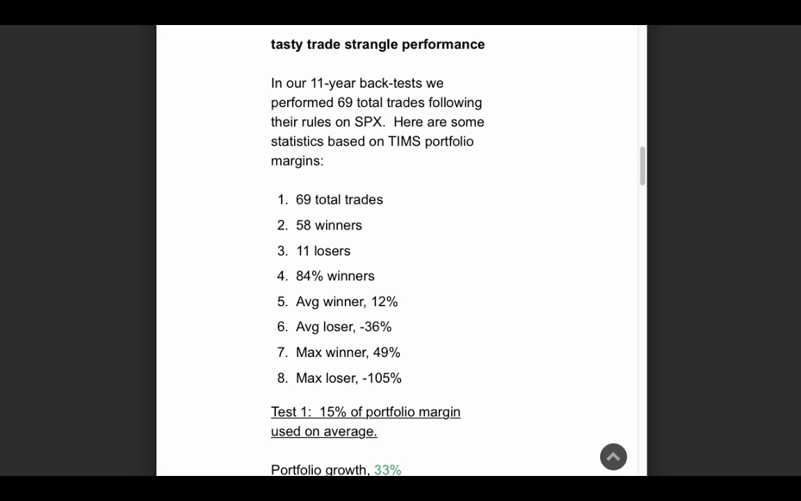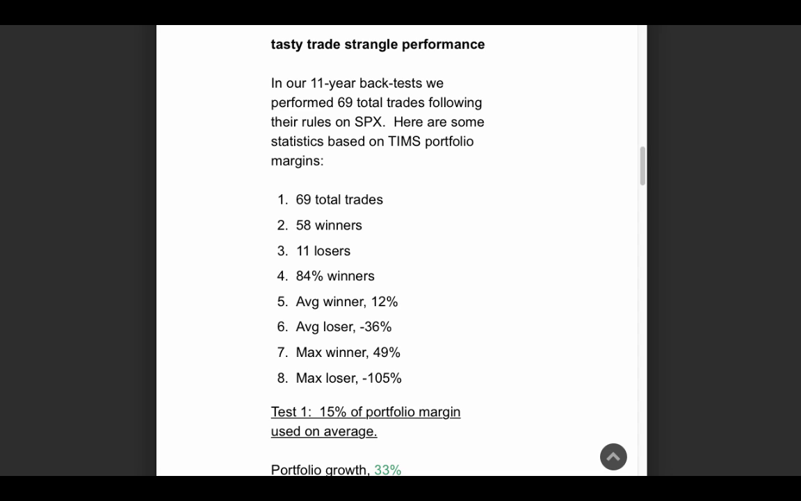You have a total of 69 trades. Remember that a lot of the trades are not performed because the IV rank would be below 50. So we only did the ones following their guidelines. So we had a total of 69 trades. We saw 58 winners, 11 losers. There was an 84% win rate.